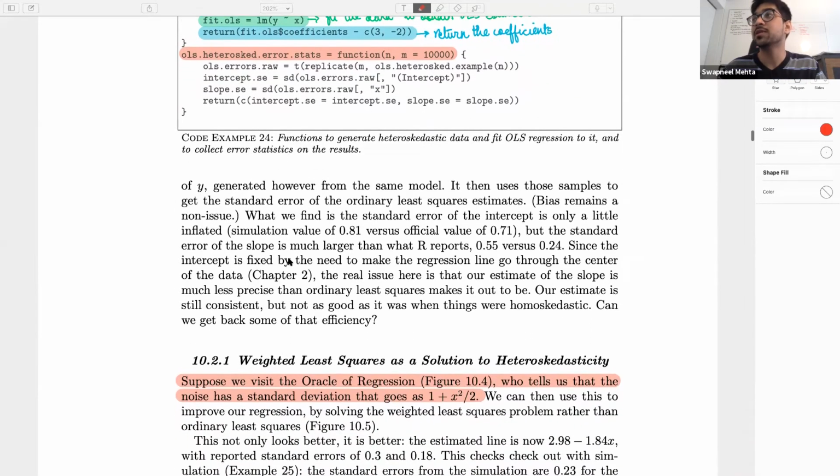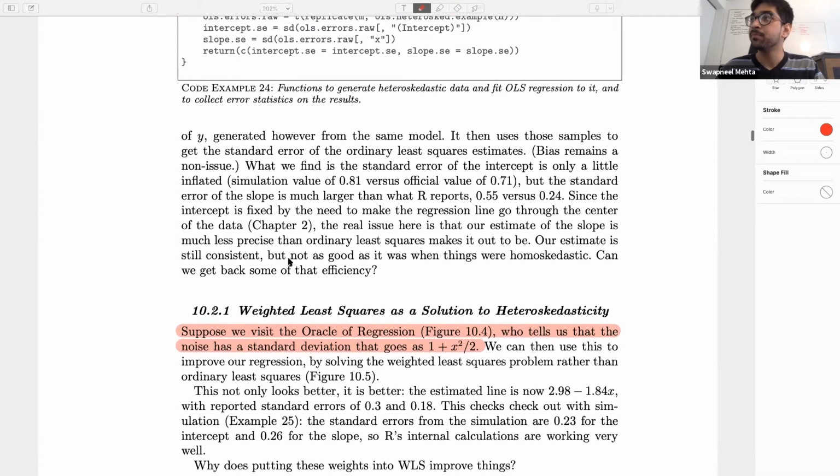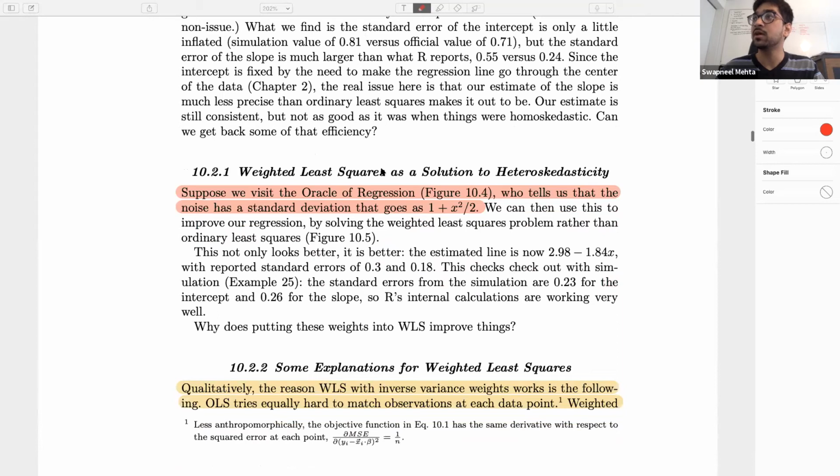Yeah, I'm not going over it. The bias-variance trade-off is covered extensively in the first chapter, and the second chapter, I think. So weighted least squares is a solution to heteroskedasticity.